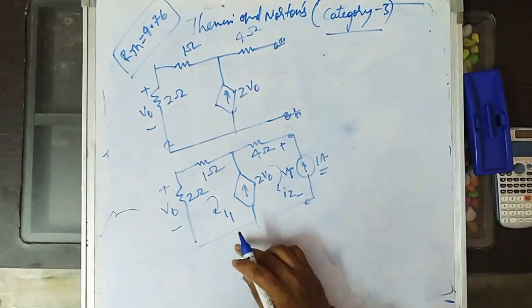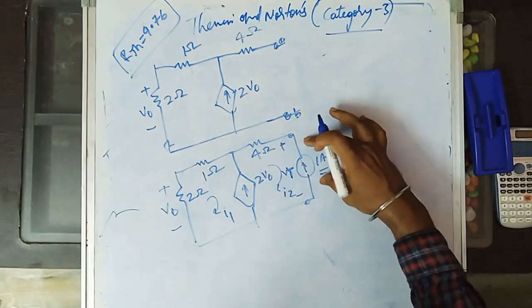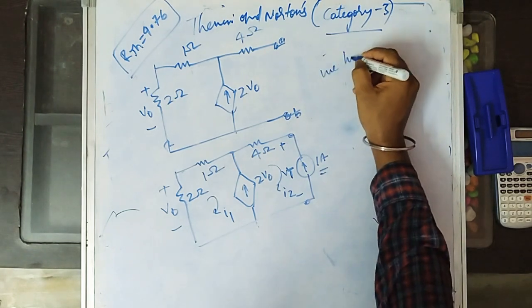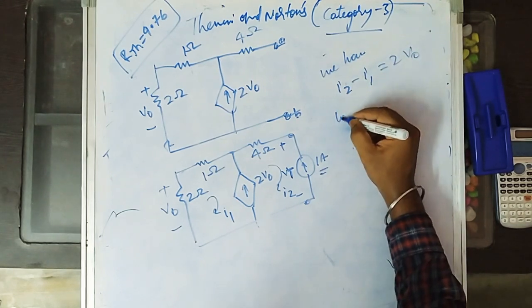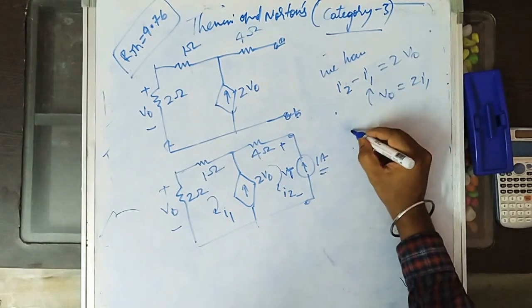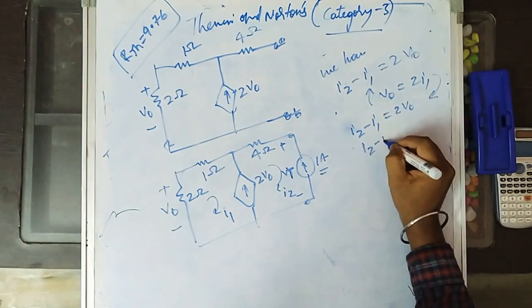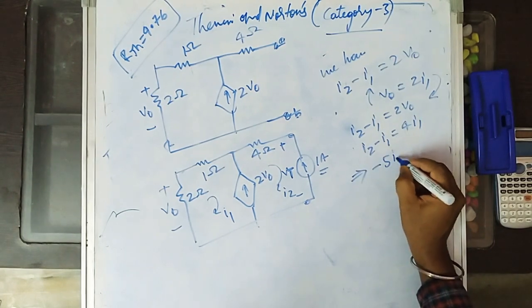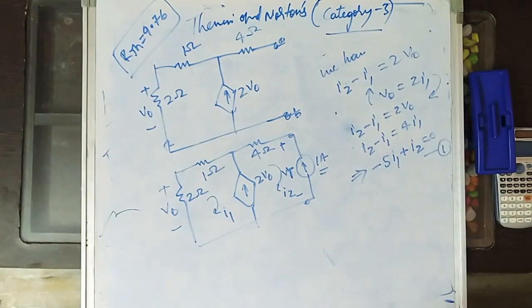By mesh analysis, this is a super mesh, but the super mesh voltage equation is not possible because the voltage across the current source is not known. So by super mesh, we have I2 minus I1 equal to 2 V0. By loop 1, V0 equal to 2 I1. Substitute that here. I2 minus I1 equal to 4 I1. You will get minus 5 I1 plus I2 equal to 0. This is equation 1. Okay.